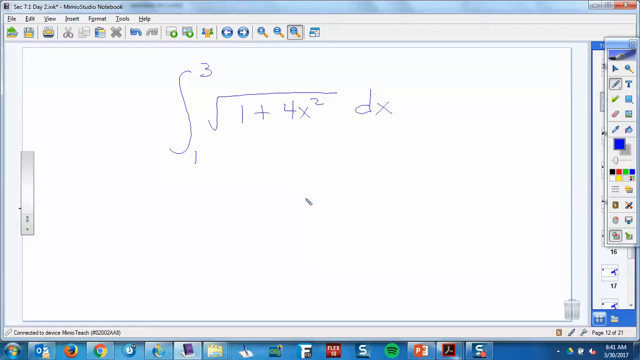Okay, if I just give you this integral, right? If I just gave you this integral right here, type it into your calculator, see what you get. What do we get?